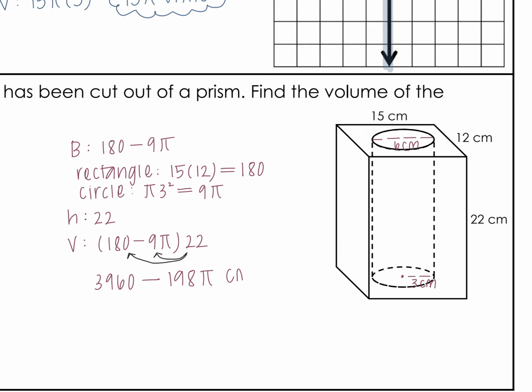And we'll have our centimeters cubed for our final answer. Remember, because one of them has a pi and the other one doesn't, this cannot be simplified any further. You would leave it as what you see here, that 3,960 minus 198 pi centimeters cubed.